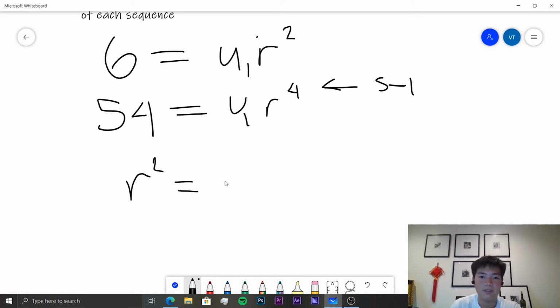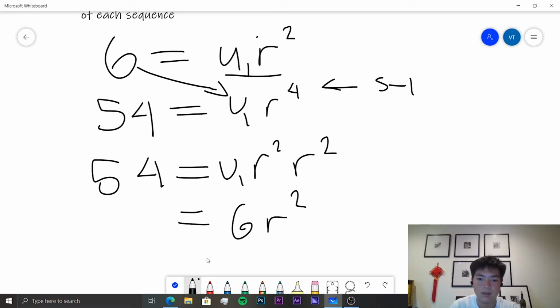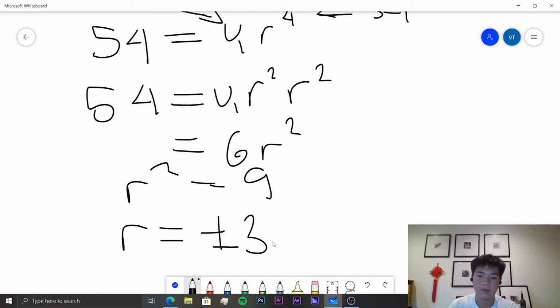So r squared is equal to, more or less we substitute 6 here. Let me just show you the full working out. 54 is equal to the first term times r to the power of 4, and 6 is equal to the first term times r squared, so it's equal to 6r squared. So r squared is equal to 9, since 54 divided by 6 is 9. So the 2 possible values of the common ratio are plus or minus 3, because if you square a negative number, it becomes positive.